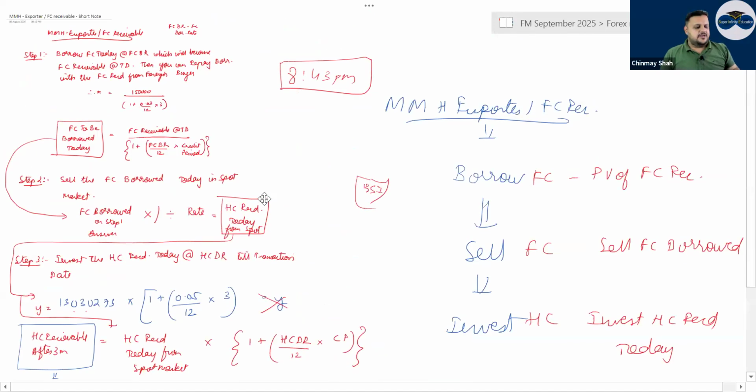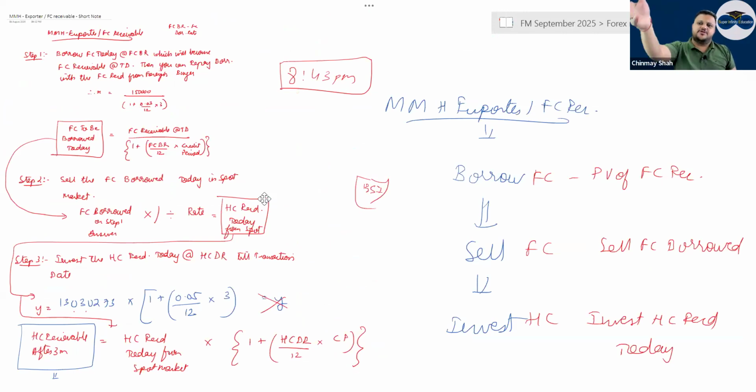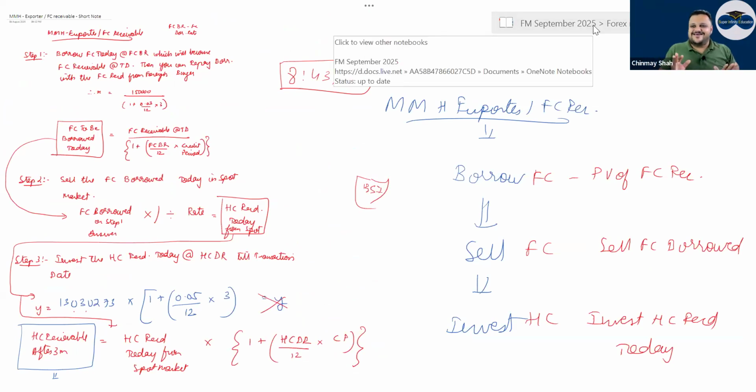Borrow, sell, invest. First step is the present value of the foreign currency receivable after 3 months. And the last step is finding the future value of the home currency that you invest today. And in the middle, you have to sell the foreign currency. Now, how do you remember this? We did in class that the exporter goes on a cycle which has a trademark of BSI, right?